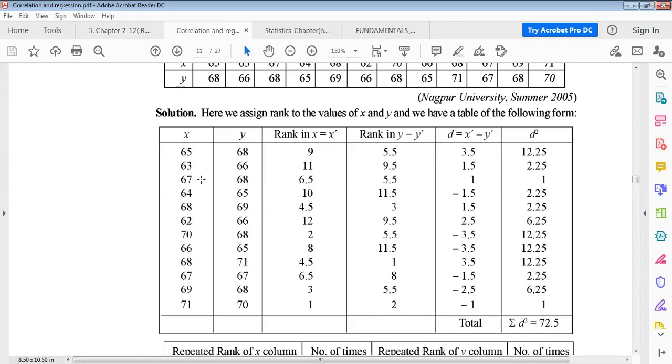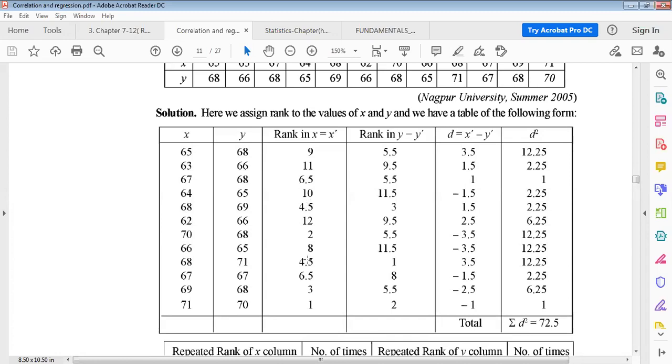What will be the highest value of this column? 71. So its rank will be 1, and the next largest number, 70, will be rank 2, and then the next largest number, 69, will be rank 3. The next largest number is 68. How many 68s are here? Two. So they take ranks 4 and 5, sum 9, divided by 2, that means 4.5 and 4.5.